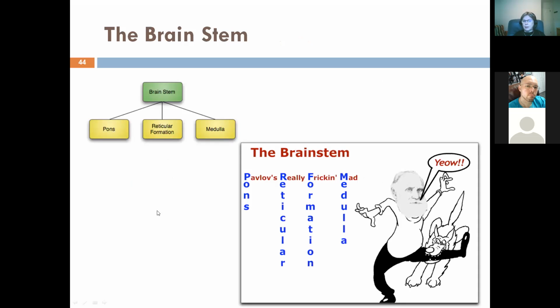And when we were in chapter 2, was it chapter 2? Right. I gave you this little exercise to think about how you could memorize the components of the brainstem using the Pavlov's really freaking mad, that gives you a chance to recall pons, reticular formation, and medulla as components of the brainstem. Go back to chapter 2 for a bunch of others.